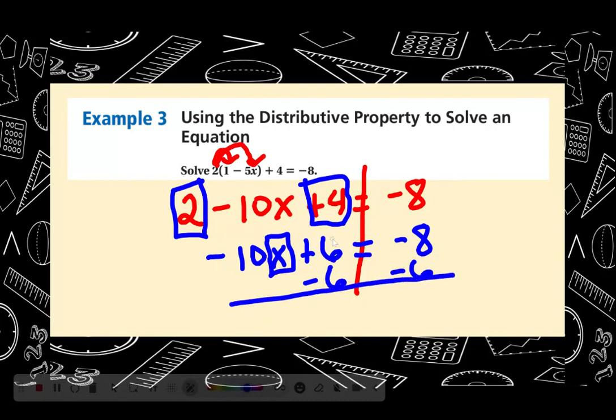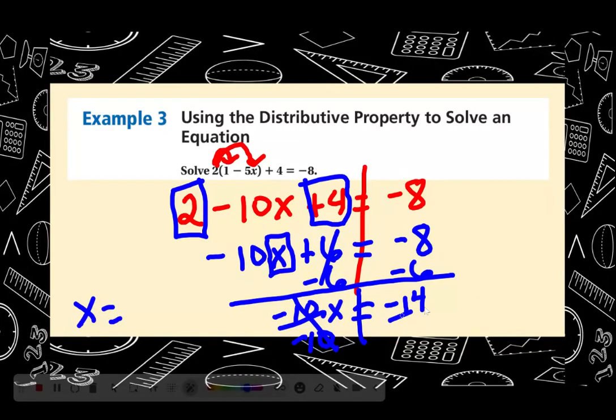So 6 minus 6 cancels out to 0. So now I'm left with negative 10x equals negative 8 minus 6. Signs are the same, so we're going to add them. So negative 14. And I'm going to divide by negative 10. Negative 10 divided by negative 10 gives me 1x.